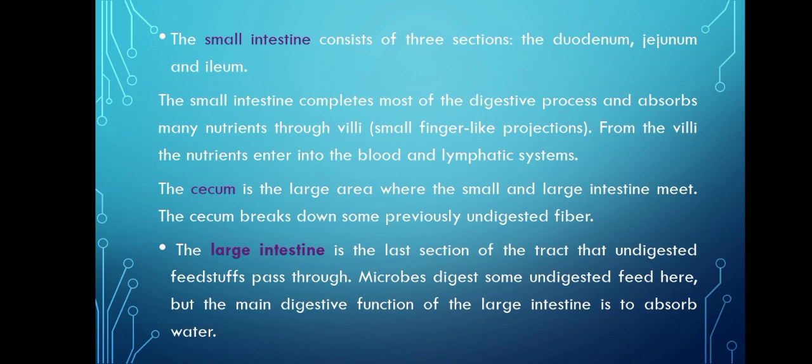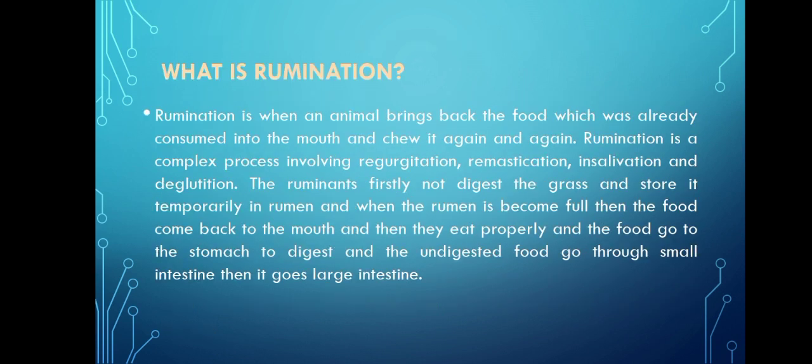The cecum is a large area where the small and large intestine meet. The cecum breaks down some previously undigested fiber. The last part is the large intestine. It's the last section of the tract that undigested foods pass through. It might digest some undigested feeds here, but the main digestive function of the large intestine is to absorb water.